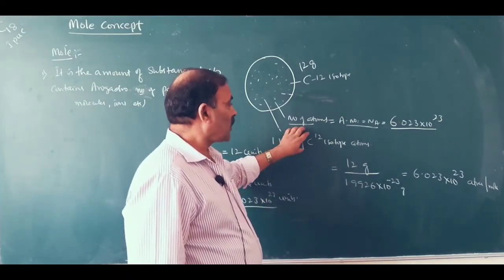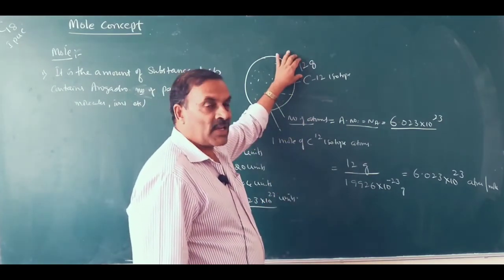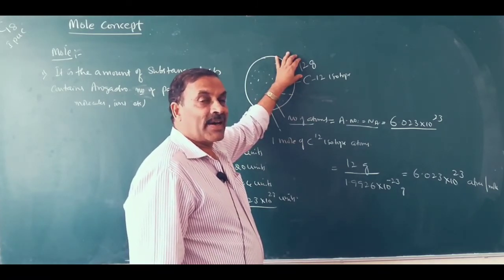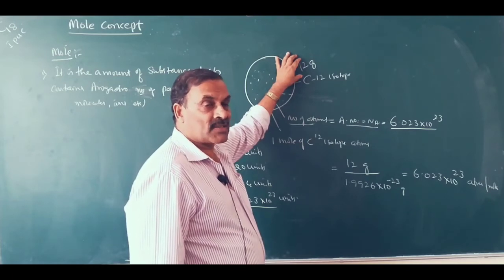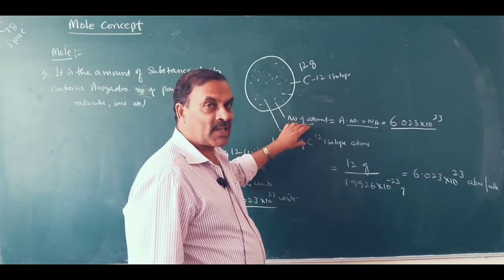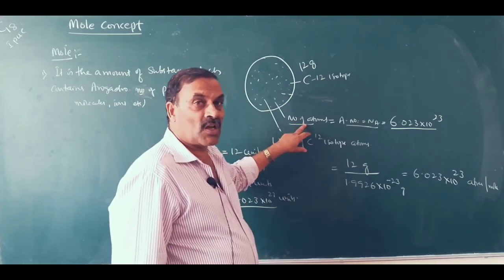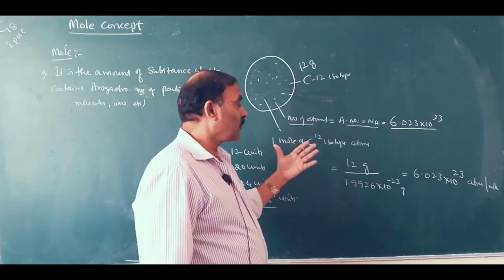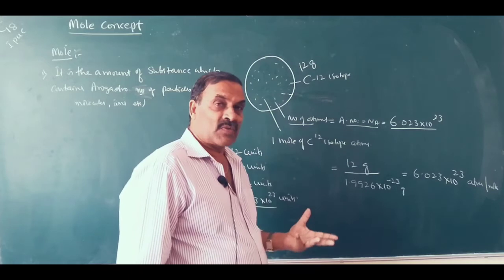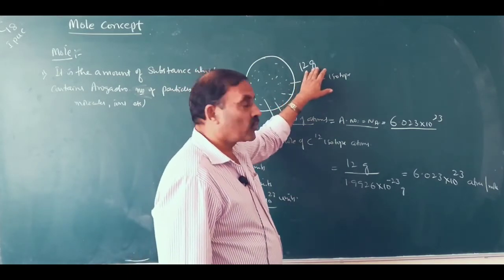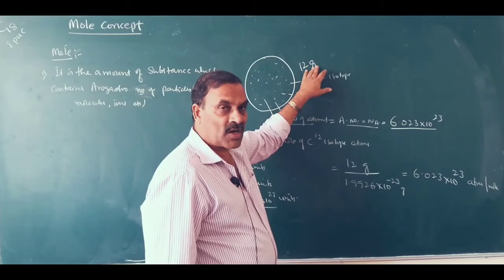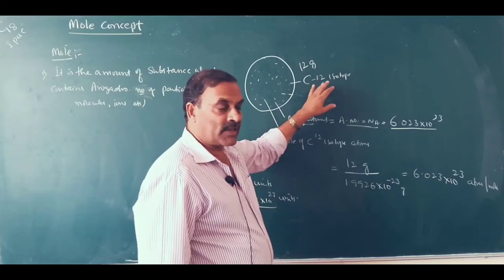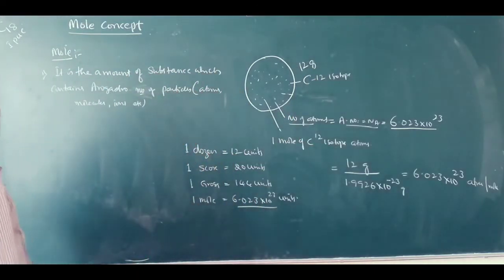1 mole of carbon atoms weighs how many grams? 1 mole of carbon atoms weighs its gram atomic mass. The weight of 1 mole of carbon atoms is equal to its gram atomic mass. So if you weigh Avogadro number of atoms of carbon, its weight is equal to 12 grams. 12 gram is called 1 gram atomic mass of carbon. So this is one definition.